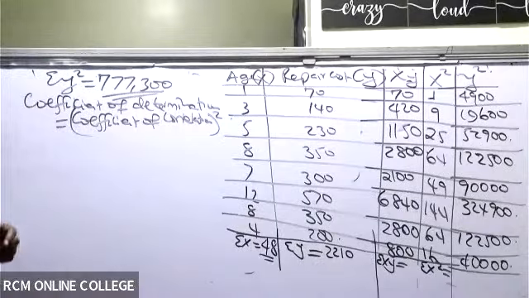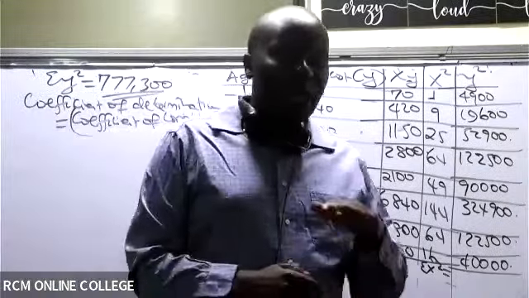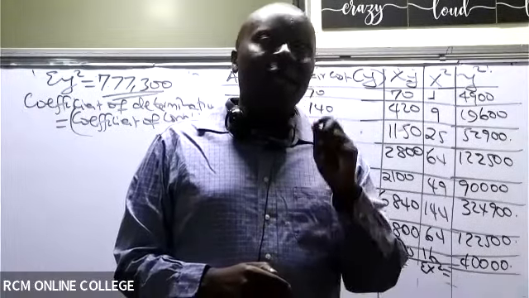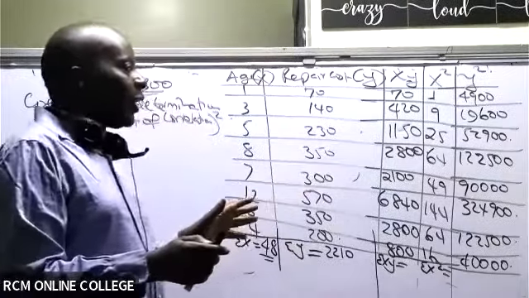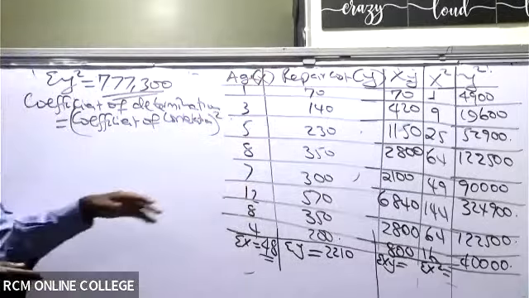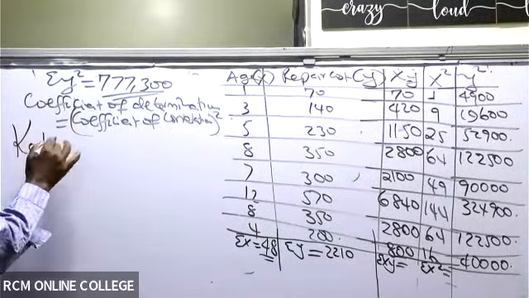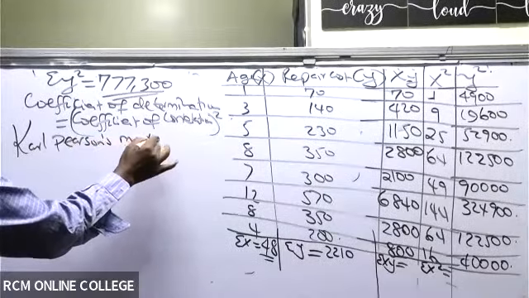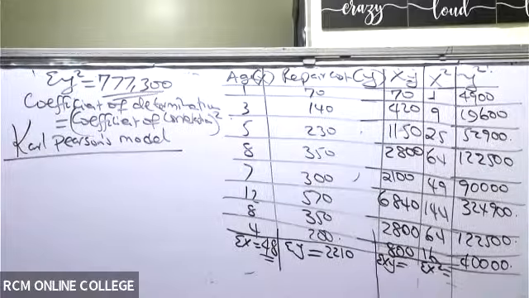Then remember, yesterday I told you that we have two models of getting the coefficient of correlation. We have the ranks model, and we have the Karl-Pearson's model. For quantitative variables, like these, we shall use the Karl-Pearson's model. So how do I get the Karl-Pearson's model?